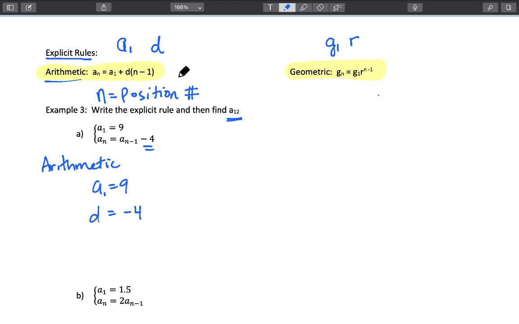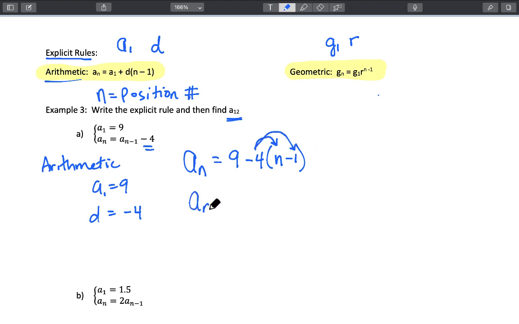So let's write our arithmetic explicit formula, which says a sub n is equal to the first term, which is 9, plus the common difference. Well, now it's negative 4, so minus 4 times n minus 1. Now we're going to simplify this down. We'll distribute this negative 4 to both the n and to the negative 1.